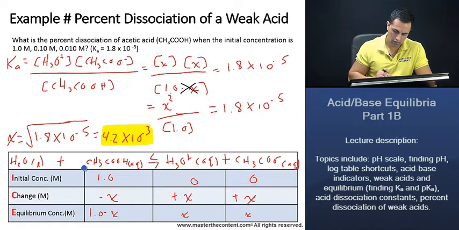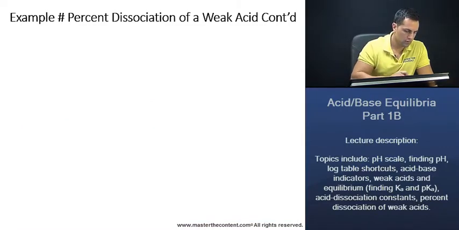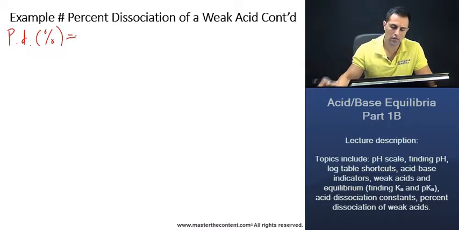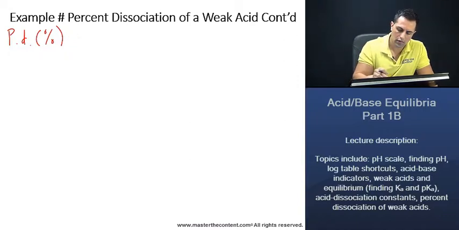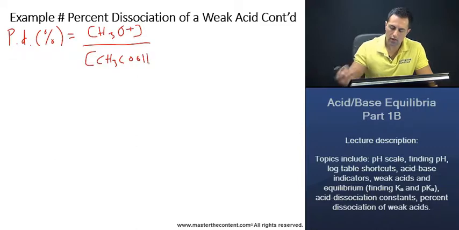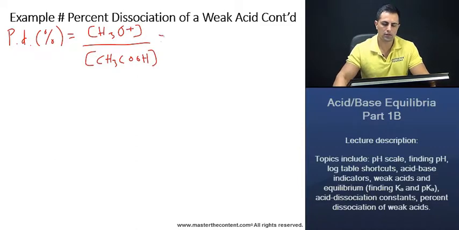Okay, great. And for percent dissociation, I'm just going to write down PD. Maybe I'll just put percent in brackets for you guys, just so you understand. And now we can write it like this. We take the hydronium ion concentration over the acetic acid concentration.